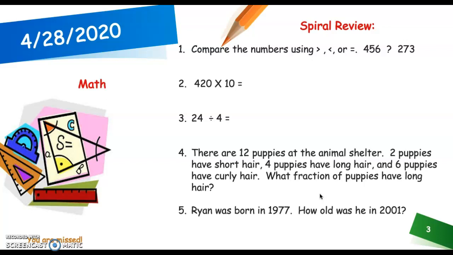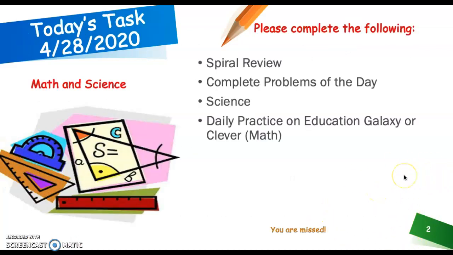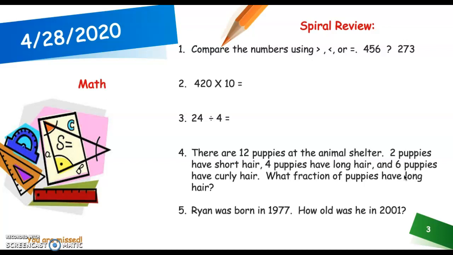Okay? We come down here, and number 5 says Ryan was born in 1977. And before anybody asks, that was way before Miss Washington was born, so no, not close. He's not close to my age at all. Just to give you a little hint, I was not born anywhere near 1977, because I know some of you are probably thinking that. How old was he in 2001? Not 2011. This is 2001. Okay? So Ryan was born in 1977. How old was he in 2001? All right, let's go ahead and move on.